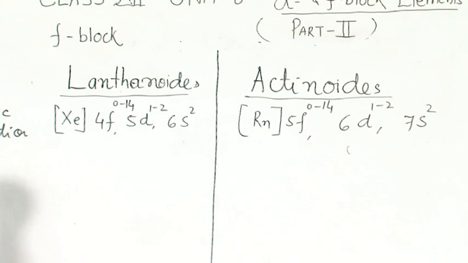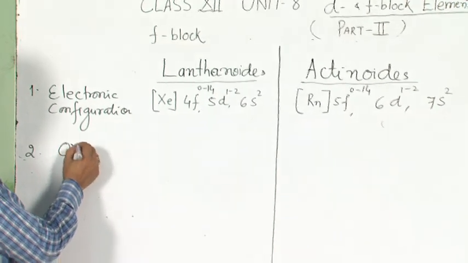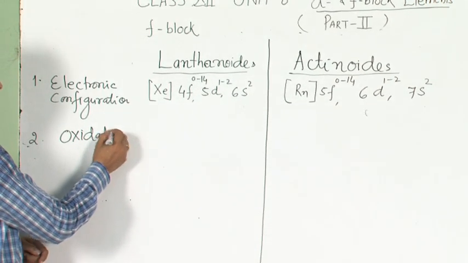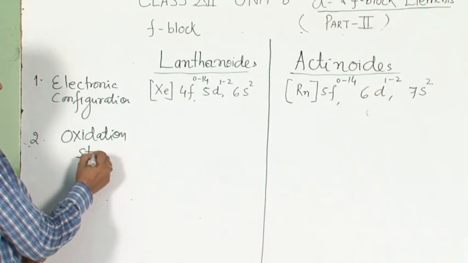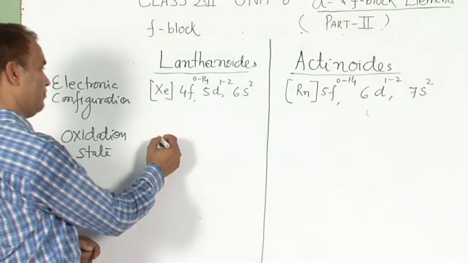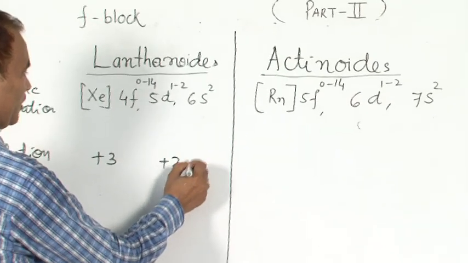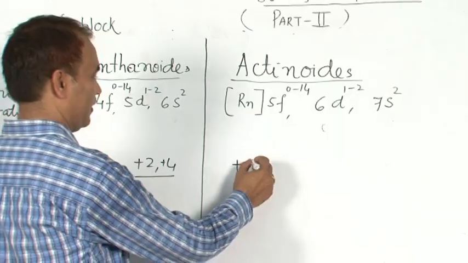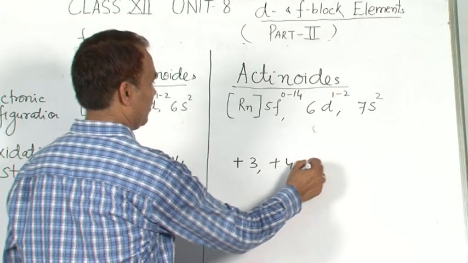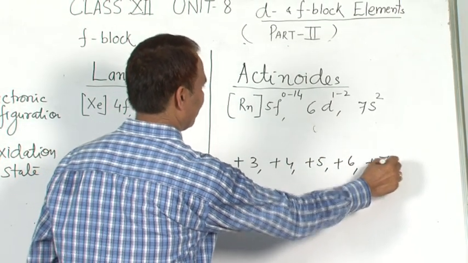Second one, the oxidation state. The common oxidation state of lanthanides is +3, but in a few cases +2 and +4 are also found. For actinides, +3, +4, +5, +6, +7.